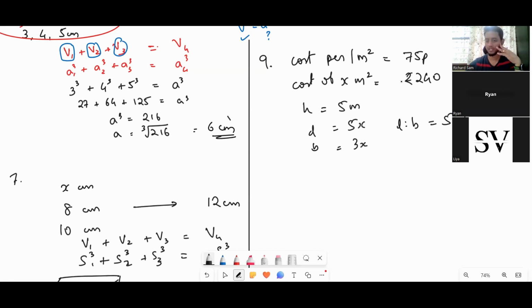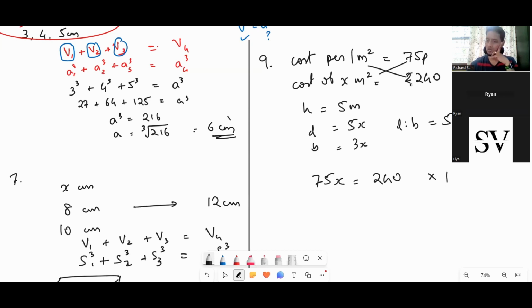So if you cross multiply this, what we'll get? 75 into x is equal to 240 into... Don't put meter square, that's a unit. Is something wrong with this? What's wrong with the equal to? Yes, 75 paise is in paise and 240 is in rupees. You cannot have different units, you need to match the units.